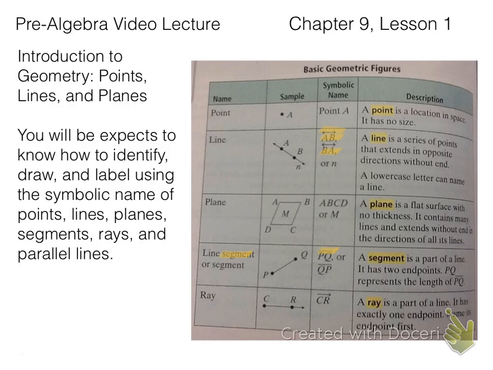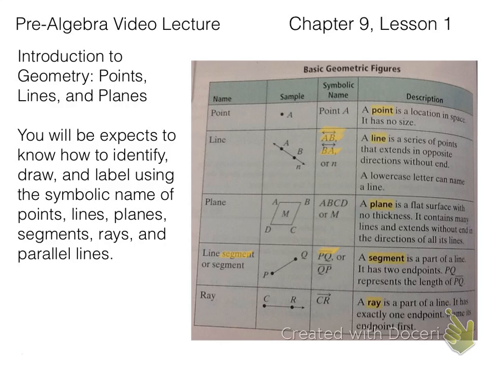So again, if I were to stick 2 points on a plane and connect those dots, then I'd have a line on a plane. It contains many lines and extends without end in all directions. Basically, it's just an imaginary surface that things happen on. Very rarely do I ask you to identify planes. Just understand that whenever you draw something, especially for geometry, you're drawing it on a plane.